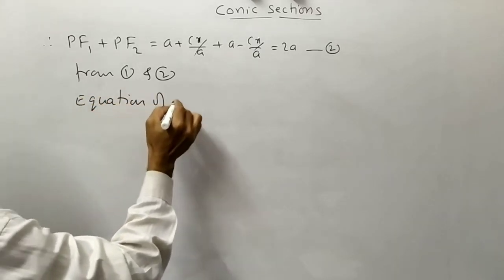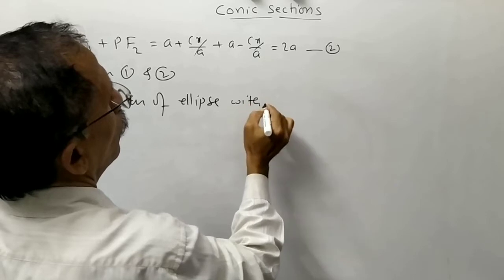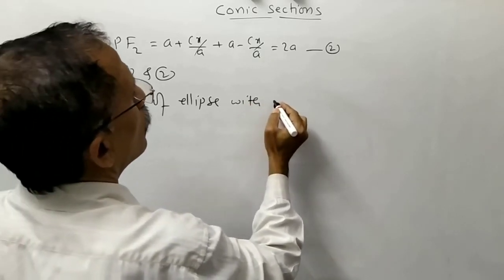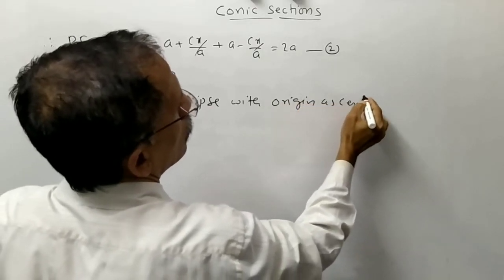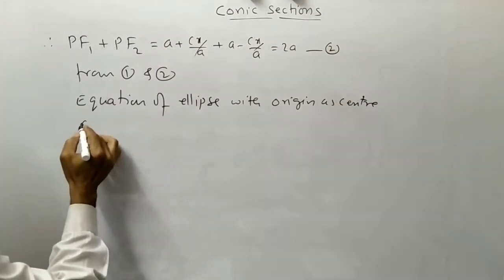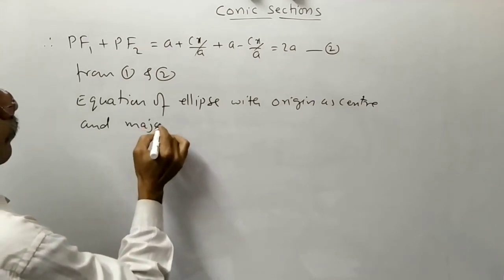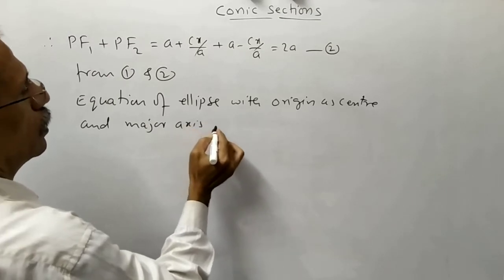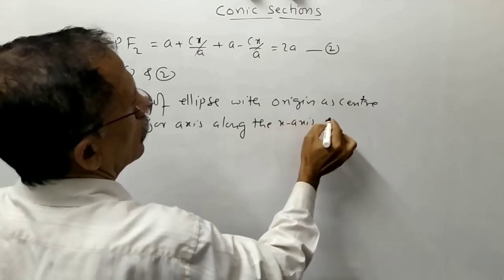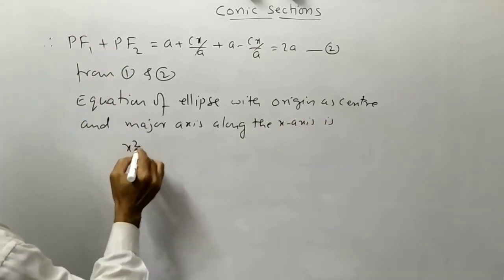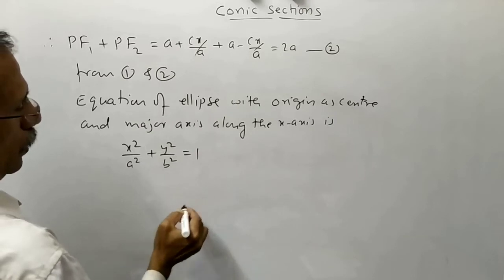the equation of ellipse with origin as center and major axis along the x-axis is x square divided by a square plus y square divided by b square is equal to 1.